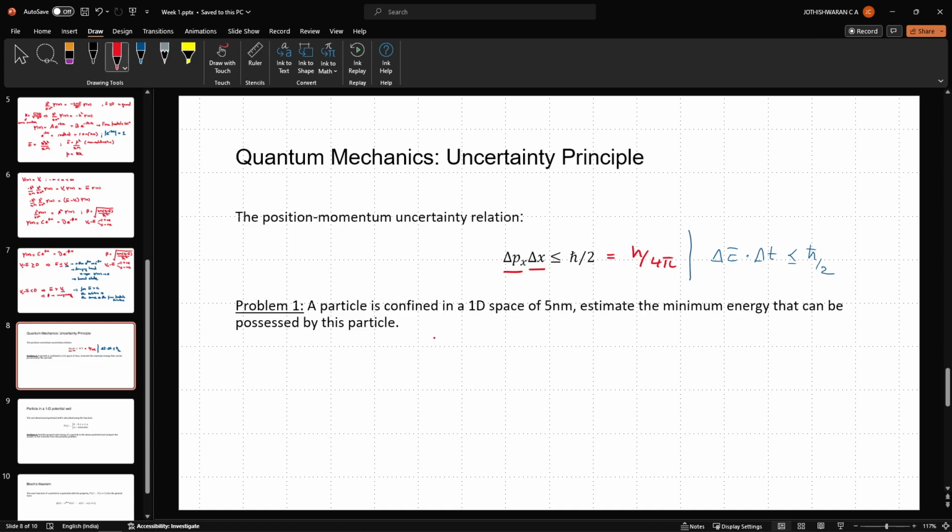Let us look at that by a direct example. We are considering a particle that is confined in a one-dimensional space of 5 nanometers. What we are asked to do is to estimate the minimum energy that can be possessed by this particle. What is the lowest possible energy this particle can have? So how do we solve that? What we know is the particle is confined in a 5 nanometer region.